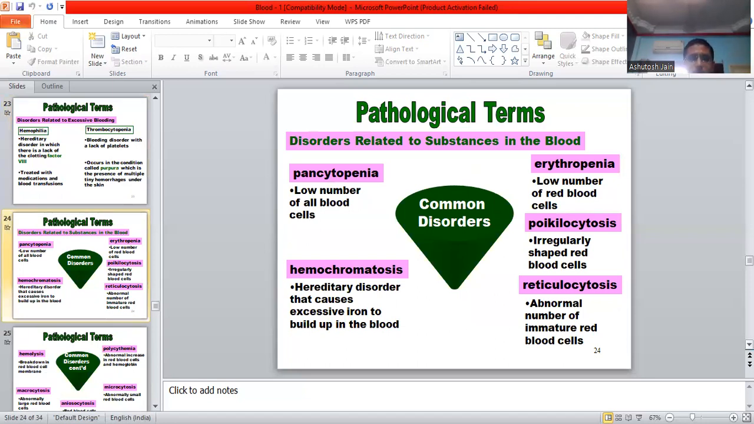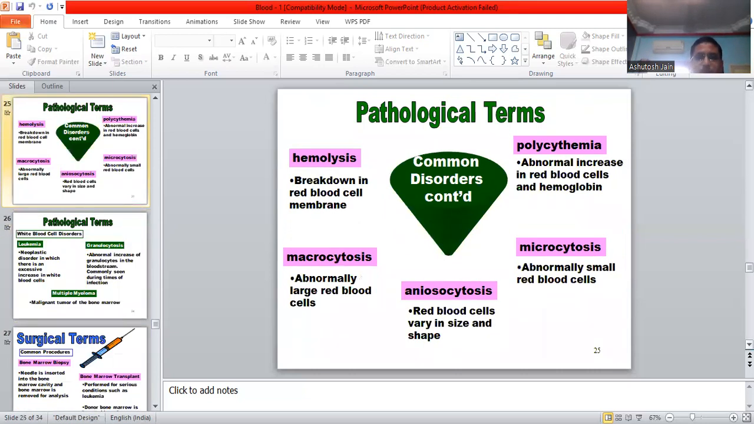Disorders related to substances in the blood. Common disorders: pancytopenia, low number of all blood cells; hemochromatosis, hereditary disorder that causes excessive iron to build up in the blood; erythropenia, low number of RBCs; poikilocytosis, irregularly shaped RBCs; reticulocytosis, abnormal number of immature RBCs. Common disorders continued: hemolysis, breakdown of the red blood cell membrane; macrocytosis, abnormally large red blood cells; anisocytosis, red blood cells of varying size and shape; microcytosis, abnormally small RBCs; polycythemia, abnormal increase in the red blood cells and hemoglobin.